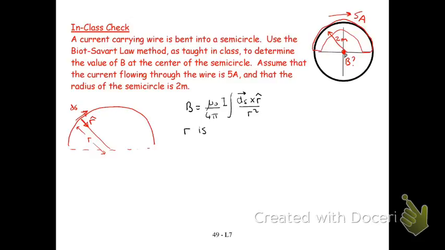R is constant. I'm measuring it from the center. That R is the same, that R is the same. For all these little ds's, R is constant, yeah? So we have B is equal to mu naught I over 4 pi r squared times the integral ds crossed with r hat. I know that ds is perpendicular to r hat, and r hat by definition equals 1.